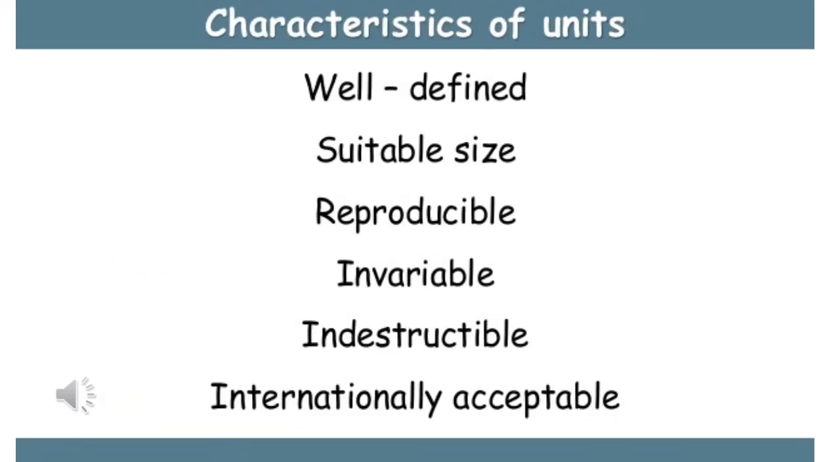Now there are certain characteristics of a unit. For example, units are usually very well defined, they are of a suitable size, they are reproducible, invariable, indestructible, and internationally acceptable. Internationally acceptable means, for example, if we say that my height is 165 centimeters, the unit which you have said is internationally accepted.